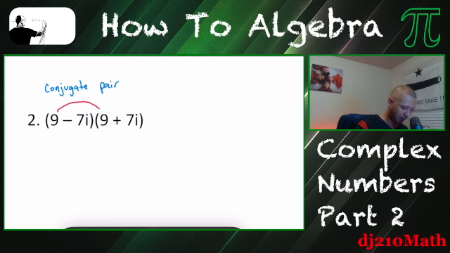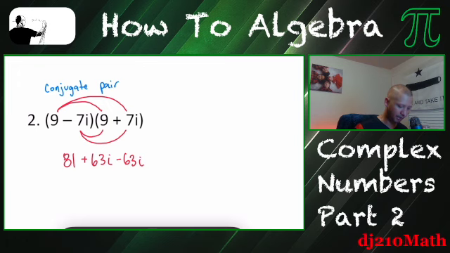So 9 times 9, 81. 9 times 7i, plus 63i. -7i times 9 is -63i. And then -7i times +7i is going to be -49i squared. Okay, combining like terms, +63i and -63i, that's nice. And then i squared we know is -1. So this is going to be 81.